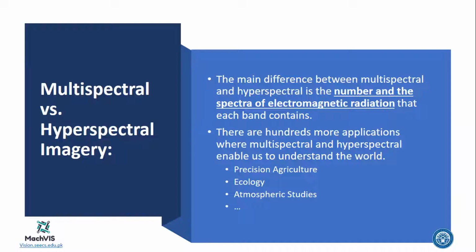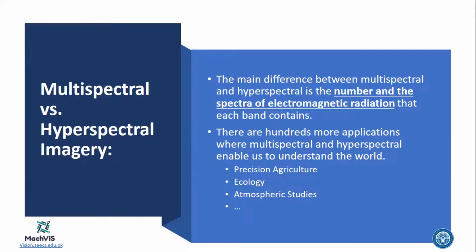Most of the satellite data is actually hyperspectral. We have a lot of bands, various bands from various regions of the electromagnetic spectrum. But when we talk about drone imagery, when we talk about sensors, Sentera's sensors, here in SEECS, we have only 5 bands, like NIR, red, green, red edge, and blue. So those are multispectral images. Mostly drones capture multispectral data, whereas the satellites are capturing hyperspectral data, continuous bands.